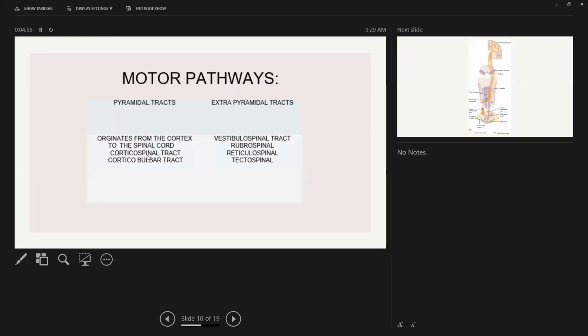Motor pathways. There are two motor pathways. The first one is the pyramidal tract, and the second one is the extrapyramidal tracts. The pyramidal tracts originate from the cortex and they go to the spinal cord, and they comprise of two, the corticospinal tracts and the corticobulbar tracts. The extrapyramidal tracts are the vestibulospinal tract, the rubrospinal tract, the reticulospinal tract, and the tectospinal tract.